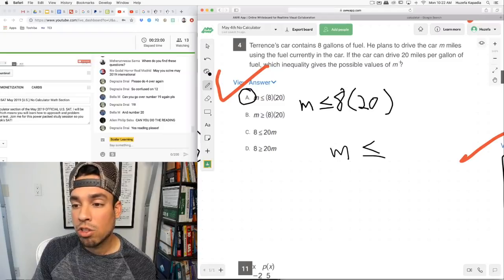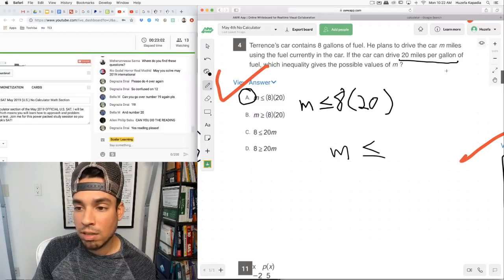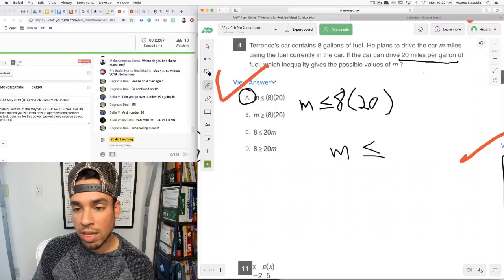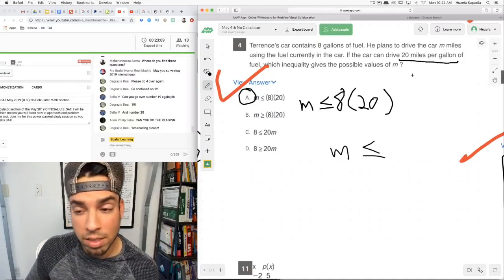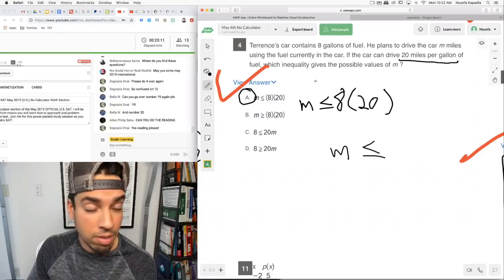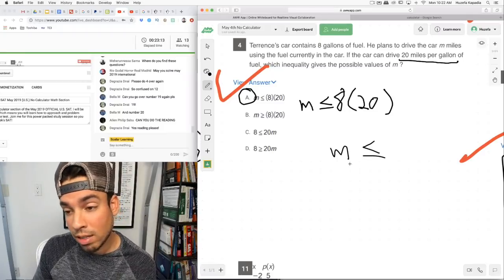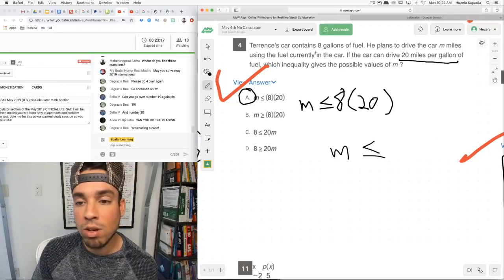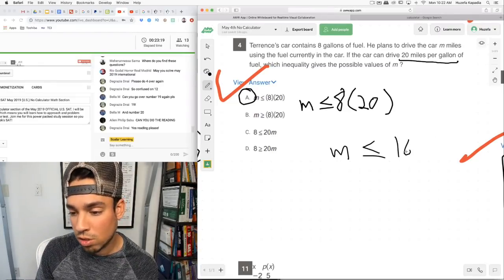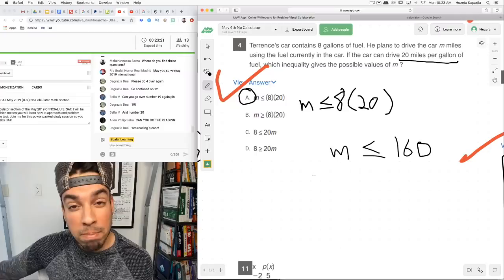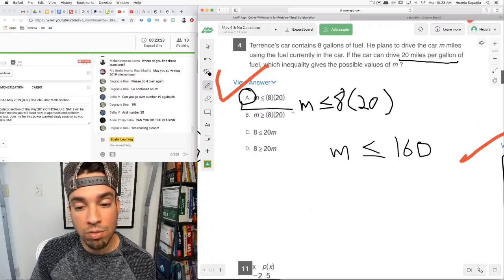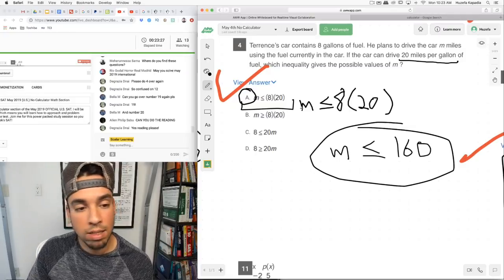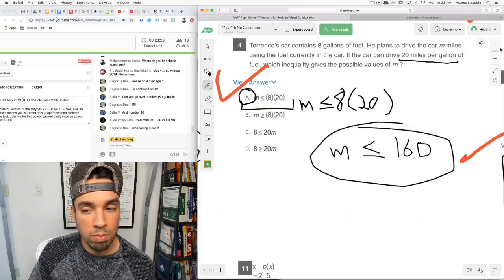Straight away, we know he's got this fuel efficiency of 20 miles per gallon. So I know he can go less than whatever his total miles are. Well, 20 miles per gallon: if he had 1 gallon, he could drive 20 miles. 2 gallons, 40. 3, 60. So we know we're multiplying. It's going to be 8 times 20, which is 160. That's the max that he can drive. They kept it in this format, but really this would be the final inequality, and that's really it.